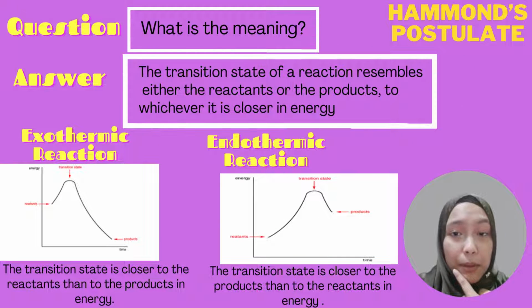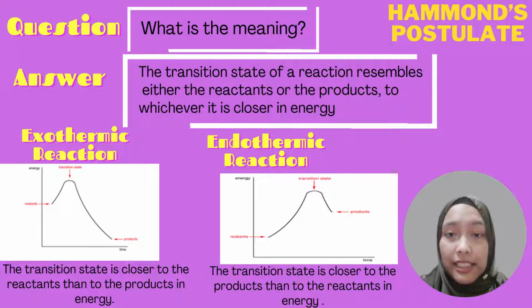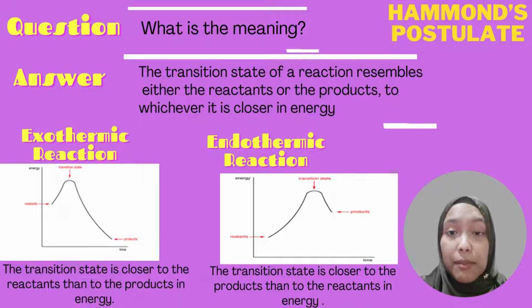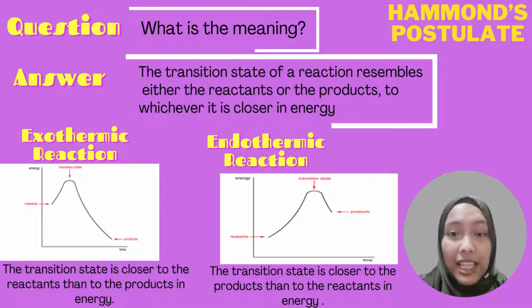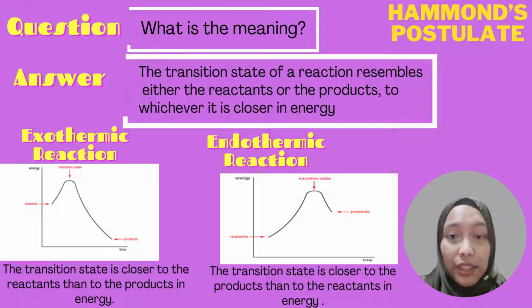What is the meaning of Hammond postulate? Hammond postulate says the transition state of a reaction resembles either the reactants or the products, whichever it is closer to in energy. In an exothermic reaction, the transition state is closer to the reactants than to the products in energy. In an endothermic reaction, the transition state is closer to the products than to the reactants in energy.